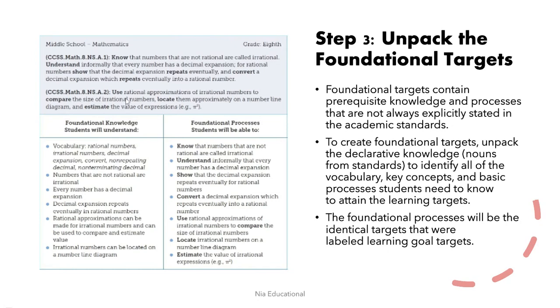The second standard that they are working on is an 8th grade math standard, in 8th grade number sense: use rational approximations of irrational numbers to compare the size of irrational numbers, locate them approximately on a number line diagram, and estimate the value of an expression, for example, pi squared. So when we're thinking about the foundational knowledge, we're going to think about all of the declarative knowledge that a student needs to be able to do.